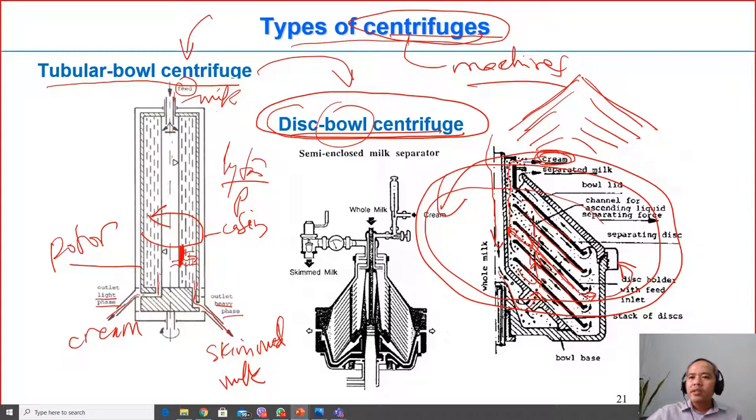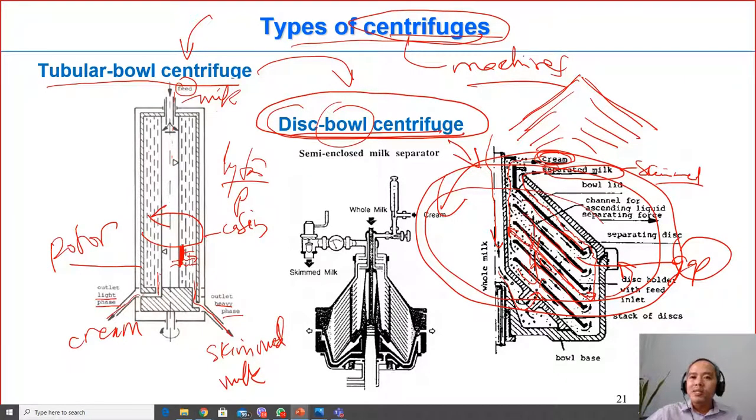And the fraction that goes outside, which has heavier density, will move up here, and then here you have separated milk or skim milk. Separated milk is the same term as skim milk. Yes? Between the plates, you see there is a gap. There's always a gap between the plates for milk to move inside. I hope you understand.